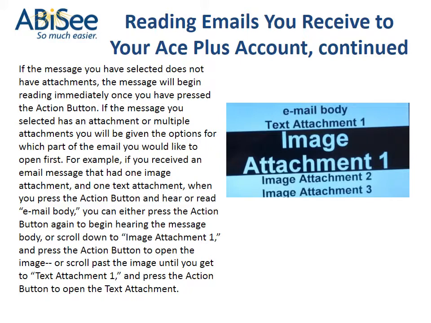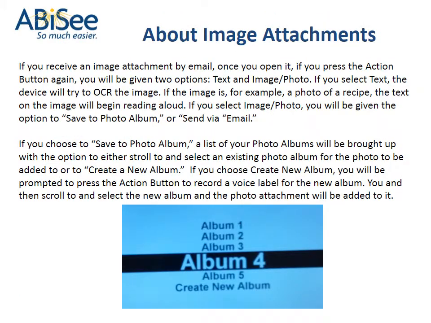For example, if you received an email message that had one image attachment and one text attachment, when you press the action button and hear or read email body, you can either press the action button again to begin hearing the message body, or scroll down to image attachment 1 and press the action button to open the image, or scroll past the image until you get to text attachment 1 and press the action button to open the text attachment.